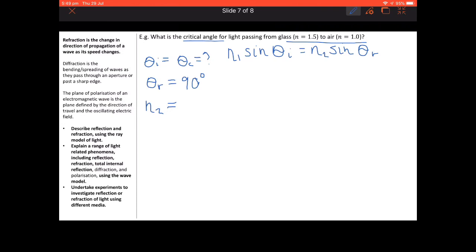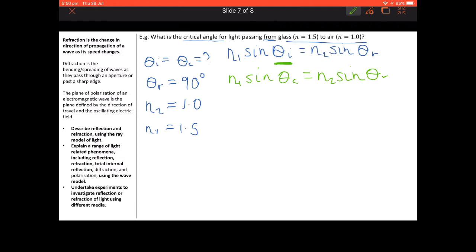N2, so the refractive index of the second medium, is going to be air, because the light is passing from the glass to the air. So the first one must be glass, the second one must be air, so N1 must be equal to 1.5. Because we're looking for the critical angle, we're looking for this here, the incidence angle. So we can rewrite this whole thing. We can say that N1 sine of the critical angle is equal to N2 sine of the refracted angle.